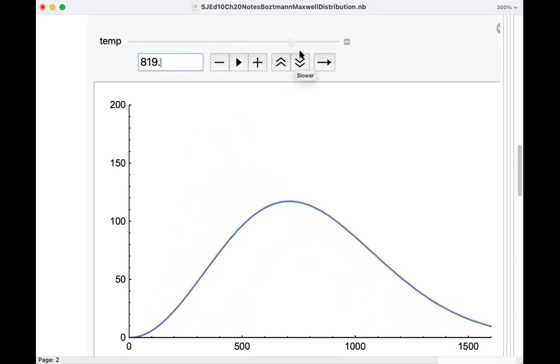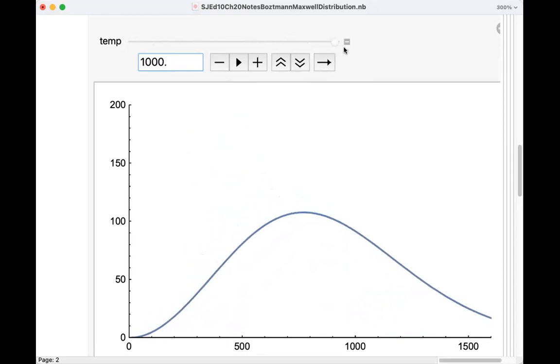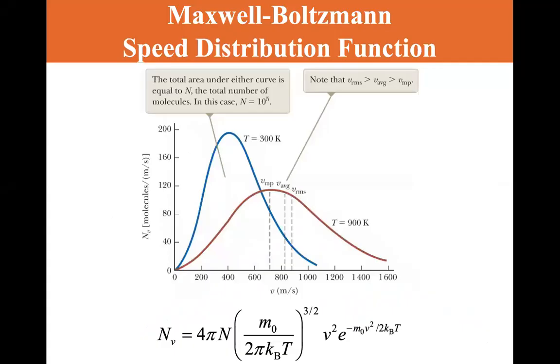As the temperature increases, the distribution gets more broad, and that is in keeping with our last slide here. There's T equals 300 Kelvin, and here's T equals 900 Kelvin, and you can see how the distribution broadens. I just wanted to demonstrate that with a little Mathematica plot. Okay, and I think that ends the chapter.